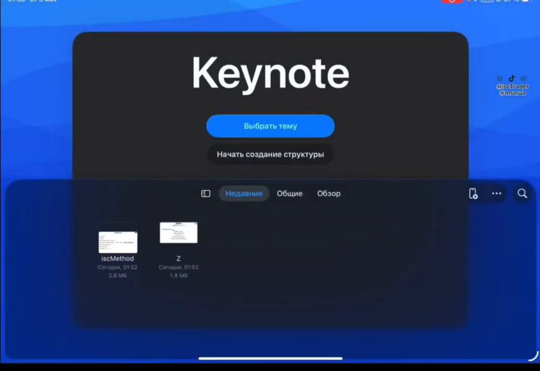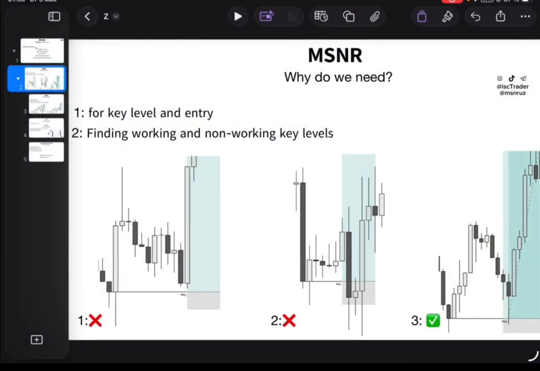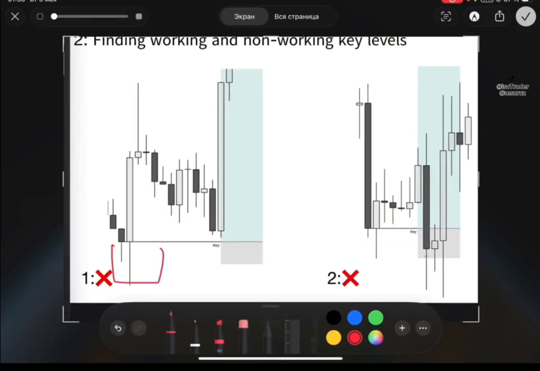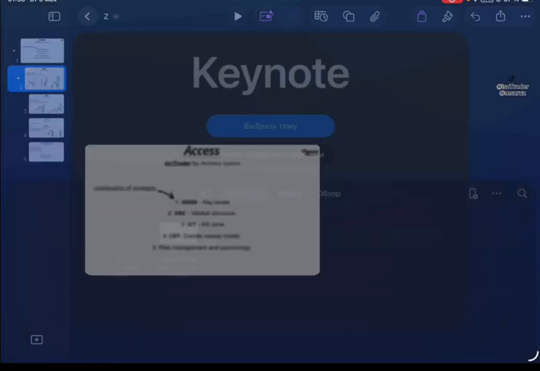I mentioned this during the introduction, in the introductory topic. Here is the key level, but the market didn't come down to our support zone. That means without reaching our support zone, the market started moving into a buy.